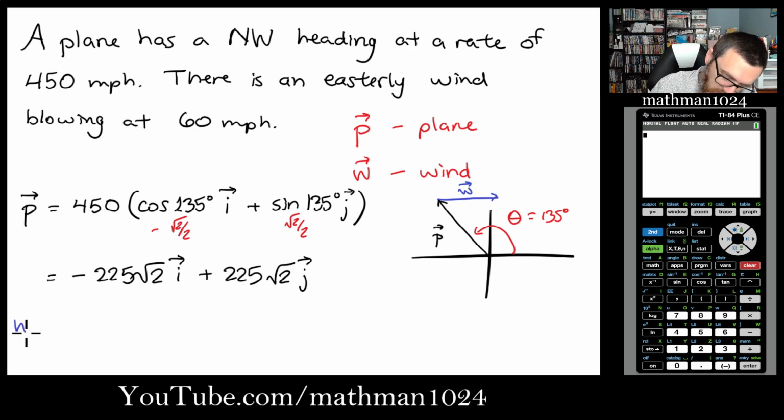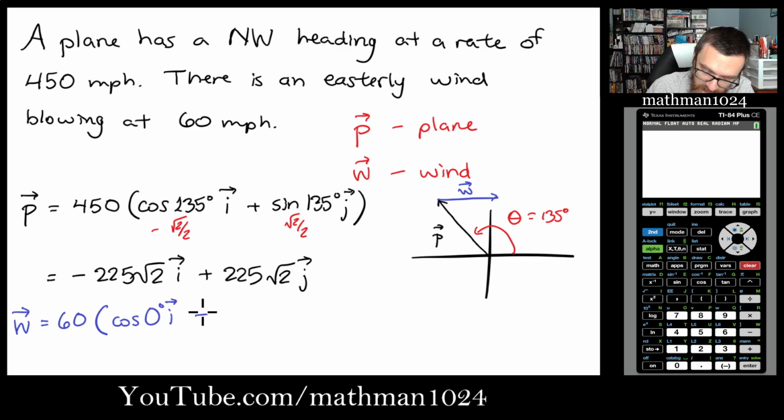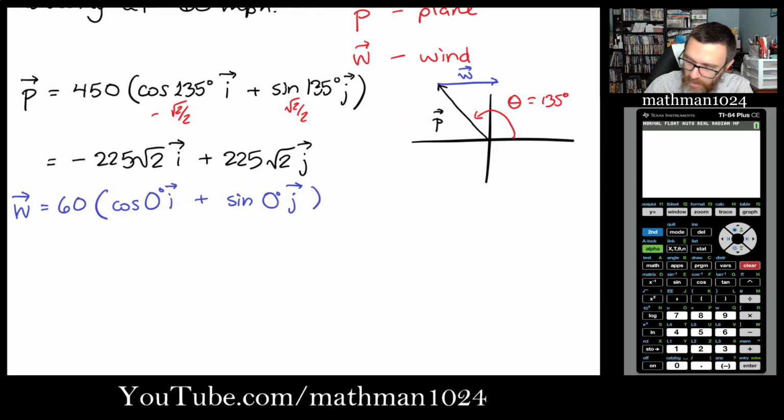All right, so if I were to write my wind vector, it's going to be the speed, the magnitude, which is given to us as 60. And then we have cosine of 0 degrees, because we're going straight to the right, plus sine of 0 degrees j. Now remember that when we're at 0 degrees, that means that my cosine value is 1, but my sine value is 0. So at the end of this, the way I represent my wind vector is by saying 60i.